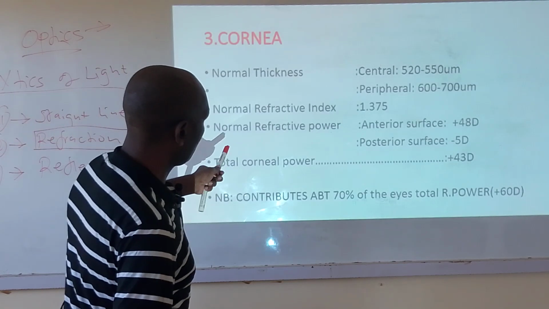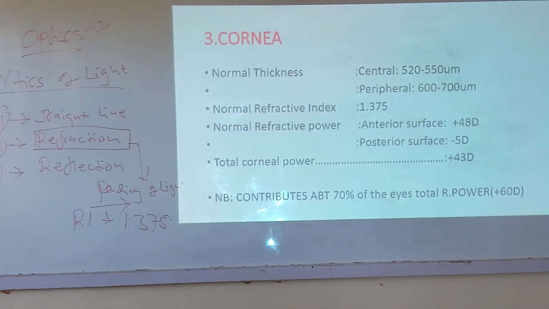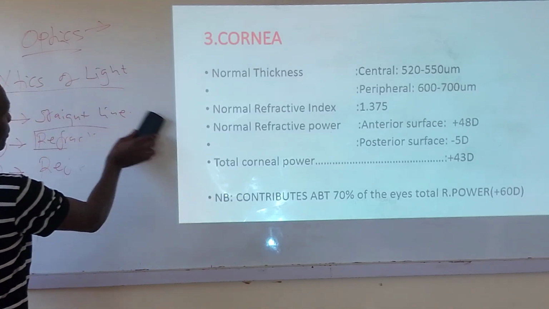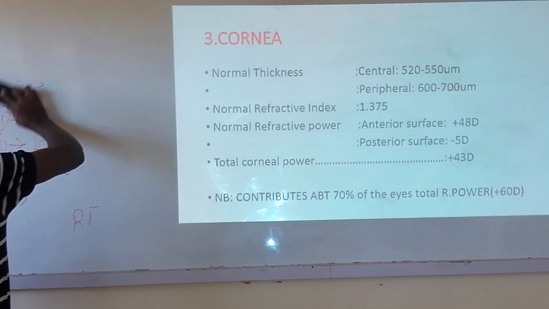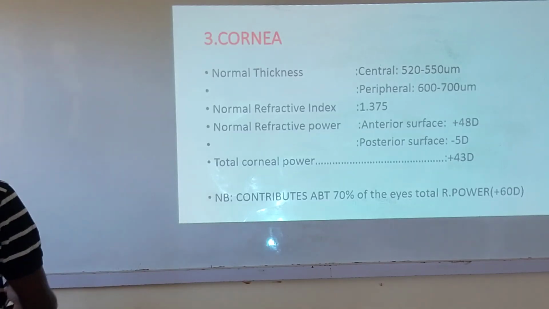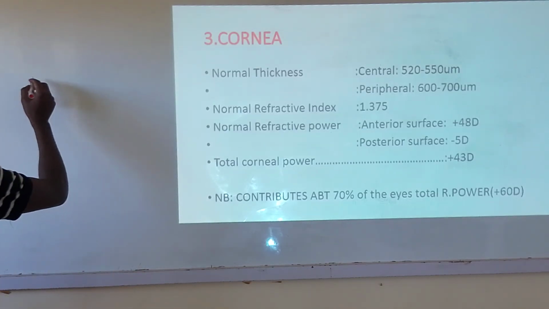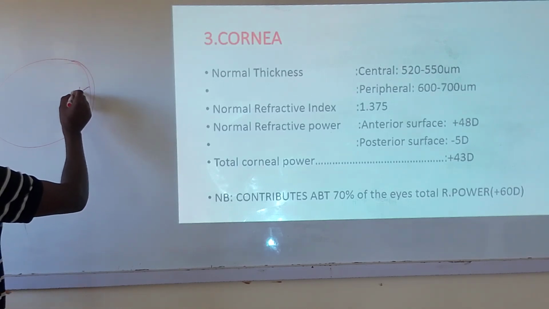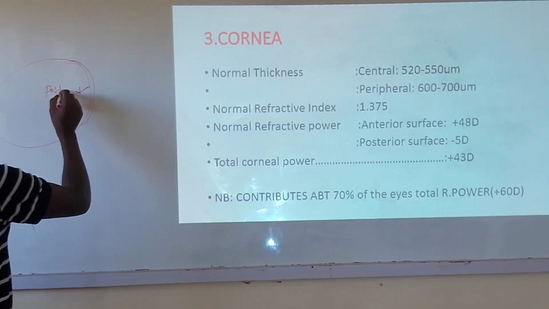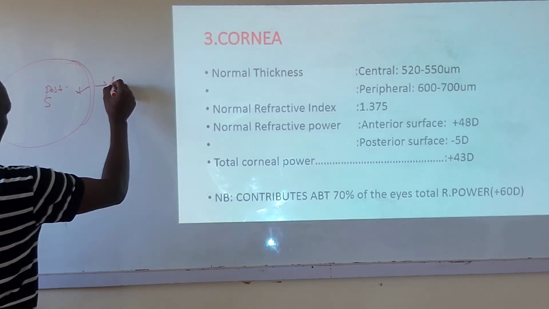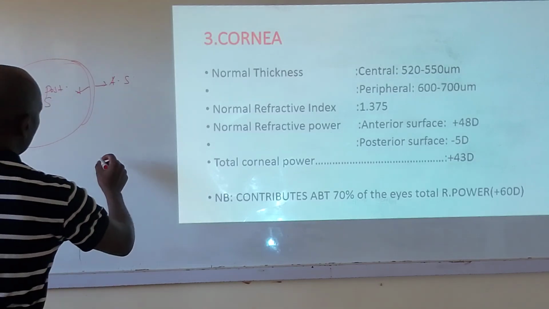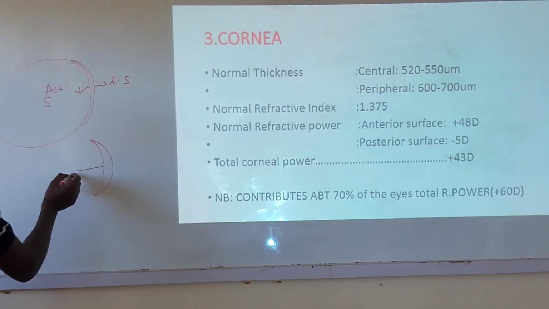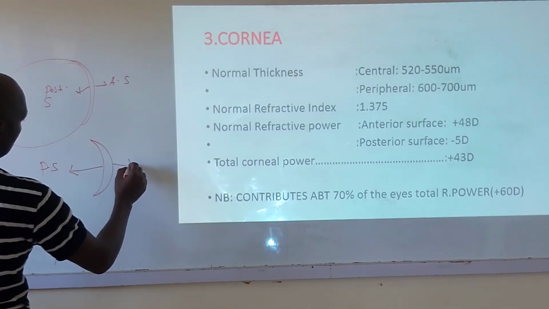The refractive power, the ability to bend that light, for the cornea anterior surface, we have 48 diopters. Remember the cornea, if I may redraw again here, it's a lot of drawing. So this is the cornea. We have the anterior and the posterior surface. If you do like this, this one becomes the posterior surface, while this side becomes the anterior surface.